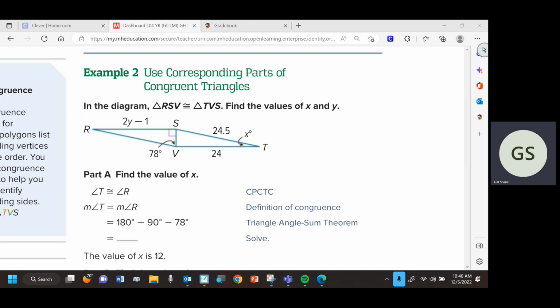Sometimes angle V will match up with angle V automatically because there's only one angle. Like, for example, side SV is always going to match up with side SV because they share that side, so it's got to be congruent to itself. If they share a side or an angle, then that angle or that side is going to match up with itself.